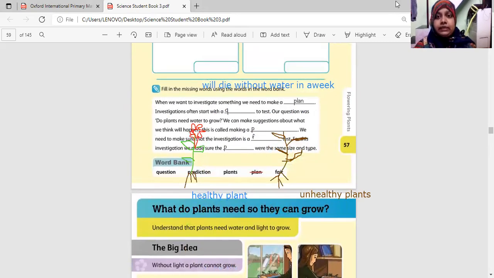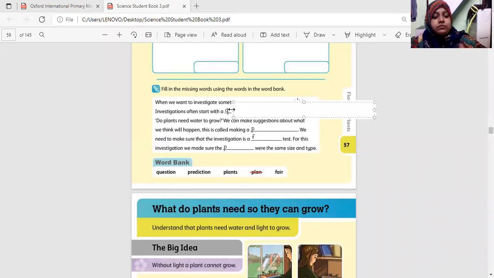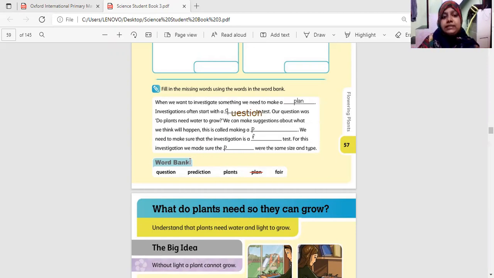Just clear the screen and then you'll be able to see it clearly. Okay. See, we have the word bank over here, which has options like question, prediction, plans, plan, and fair. So what will come here? Investigation often starts with a question. Writing it in the blank. Question. Okay, our question was, do plants need water to grow?